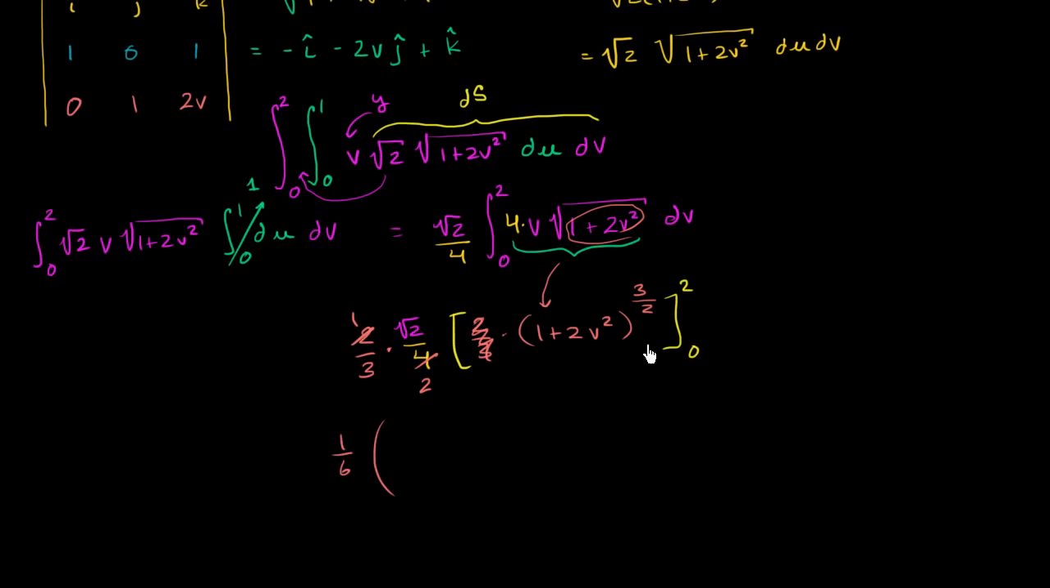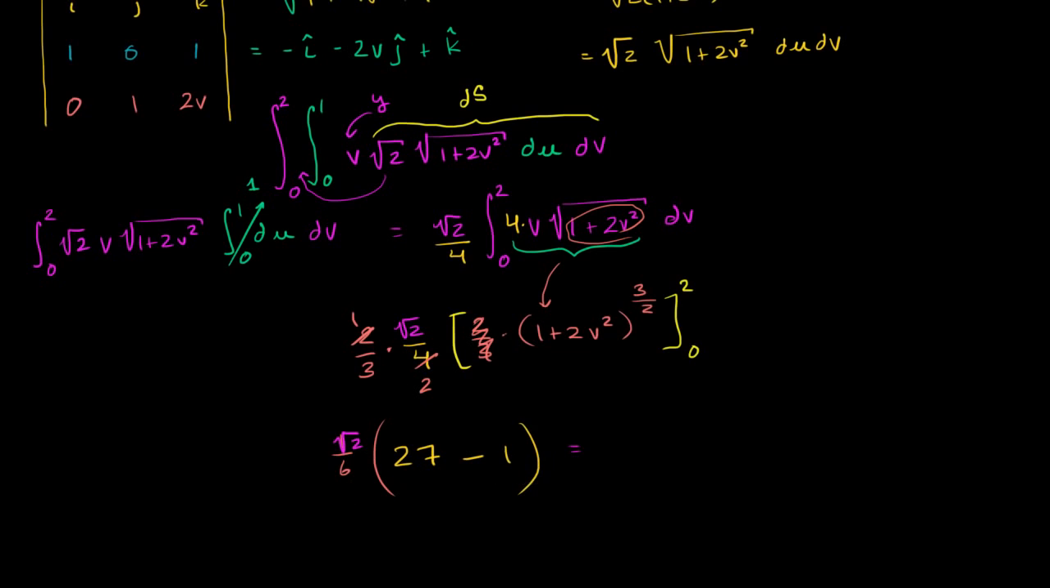1/6 times. And now if you evaluate this at 2, you have 2v squared, that's going to be 2 times 4 is 8, plus 1 is 9. 9 to the 3/2 power. So 9 to the 1/2 is 3. 3 to the 3rd is 27. So it's going to be equal to 27. And then minus this thing evaluated at 0. Well, this valued at 0 is just going to be 1. 1 to the 3/2 is just 1. So minus 1. And so this gives us, oh, I almost made a mistake. There should be square root of 2 up here. Square root of 2 over 6 times 27 minus 1.